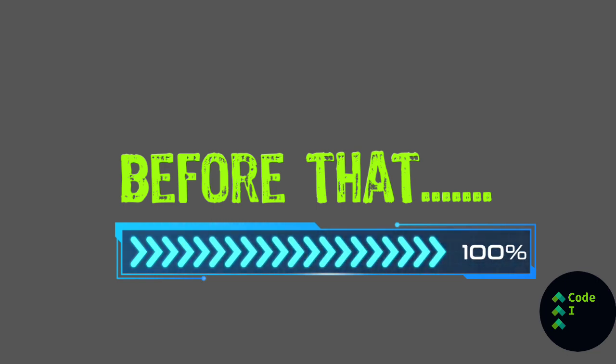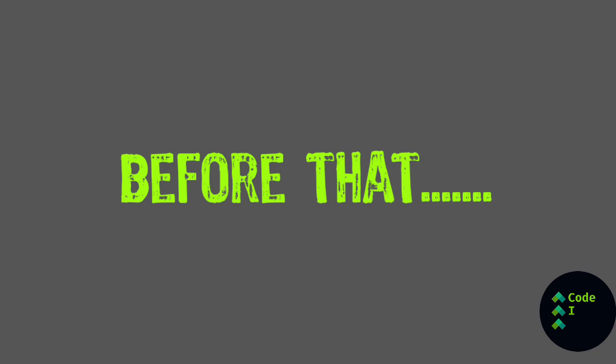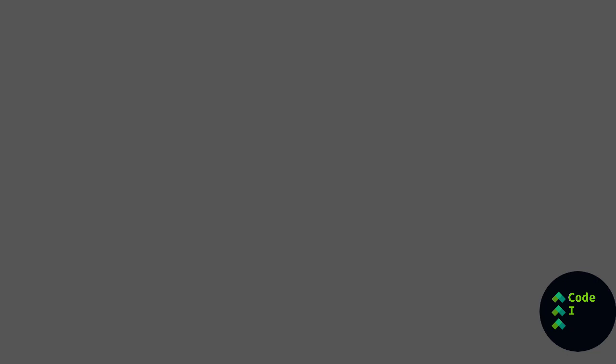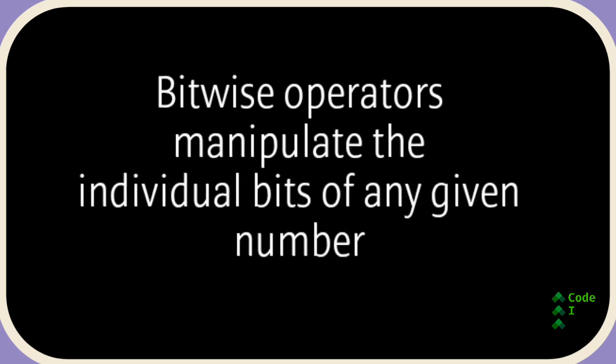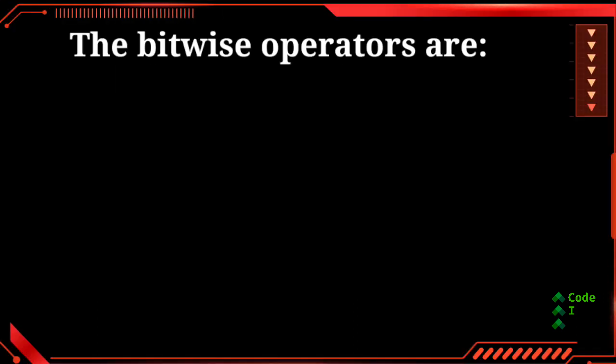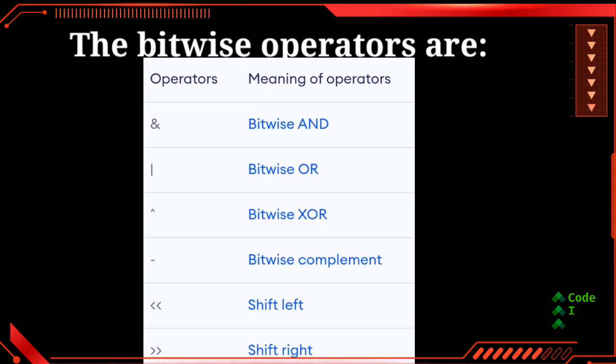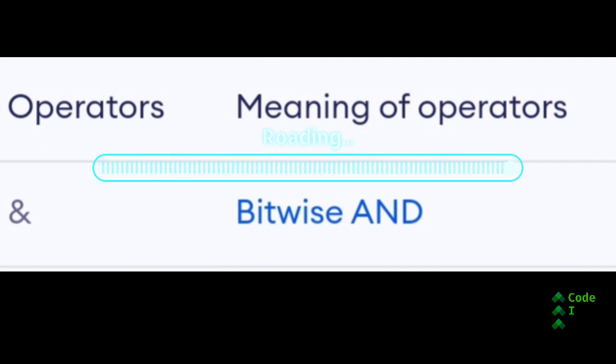Before we actually know what is bitwise AND operator, let's try to understand what bitwise operators are. Bitwise operators manipulate individual bits of any given number. To perform these bit level operations in C, we have bitwise AND, bitwise OR, bitwise XOR, bitwise complement, bitwise shift right and shift left. Today we'll exclusively see what is bitwise AND operator in C programming.